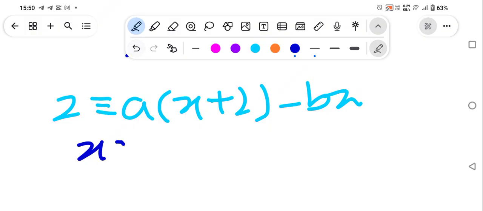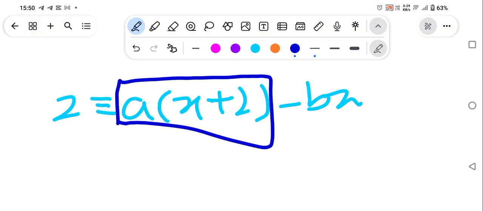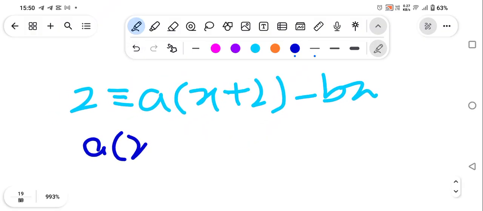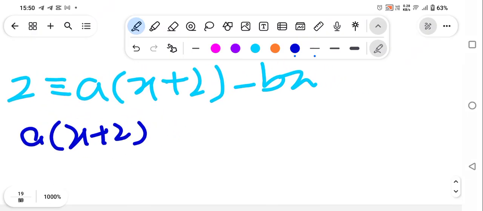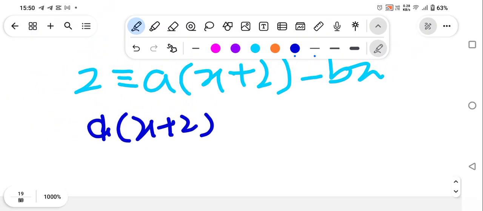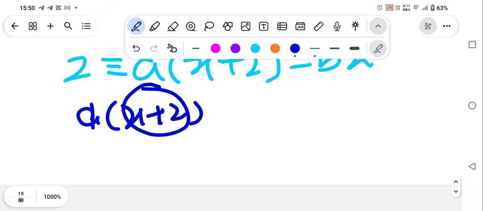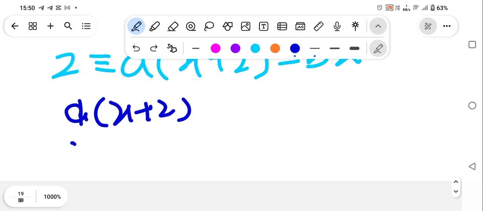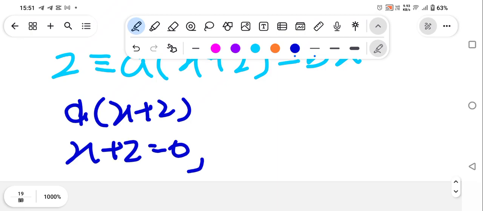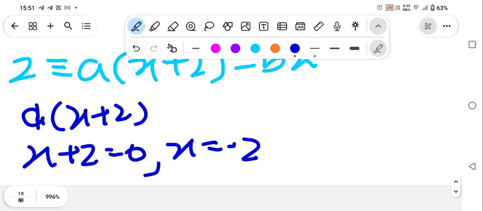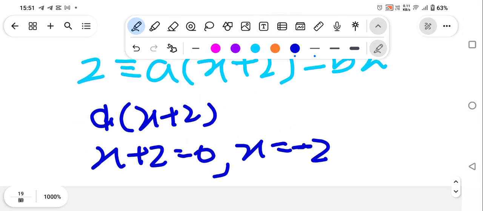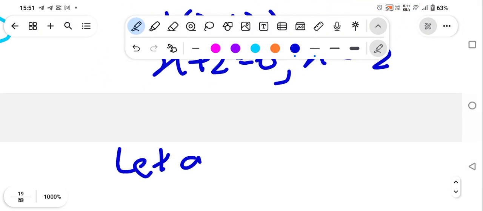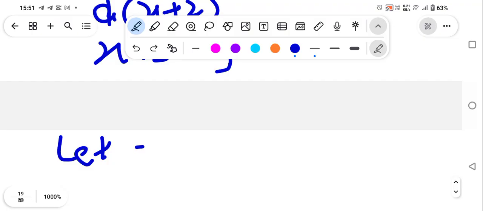We're going to let this term equal 0. So how can we let a times x plus 2 equal 0? As we know, this term must be 0 because a is a constant. So if x plus 2 equals 0, then x must be equal to -2. So we're going to let x equal -2.